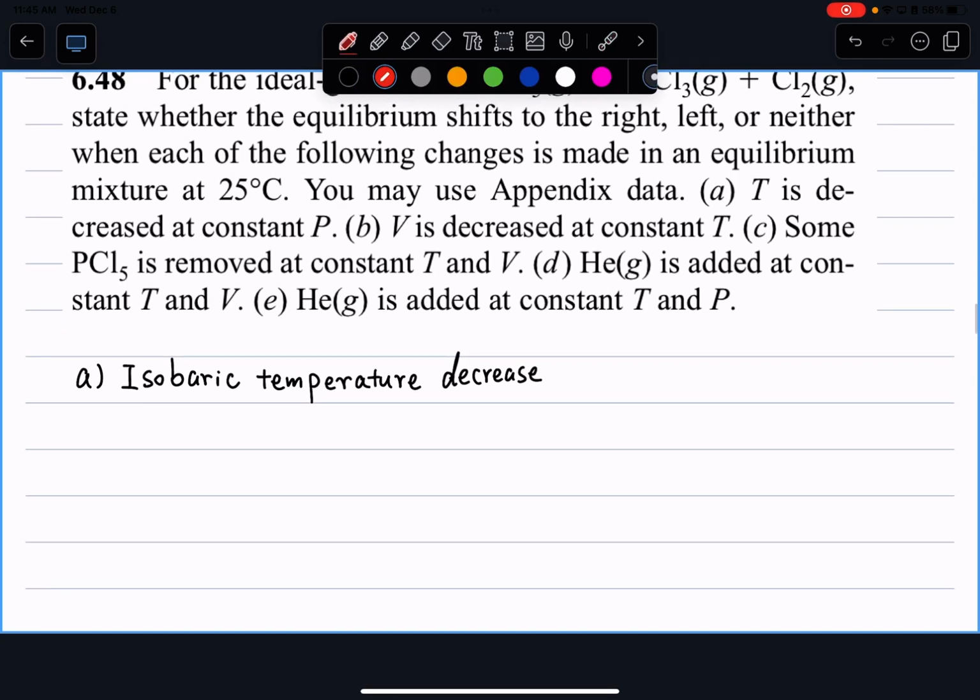First problem, we have the temperature decreasing at constant P, or you can write it as an isobaric temperature decrease. So temperature is changing, so my equilibrium constant is changing, but my composition is not, so my reaction quotient is not changing.